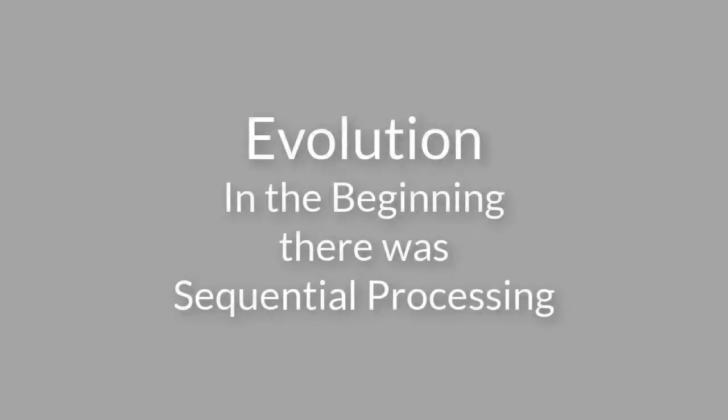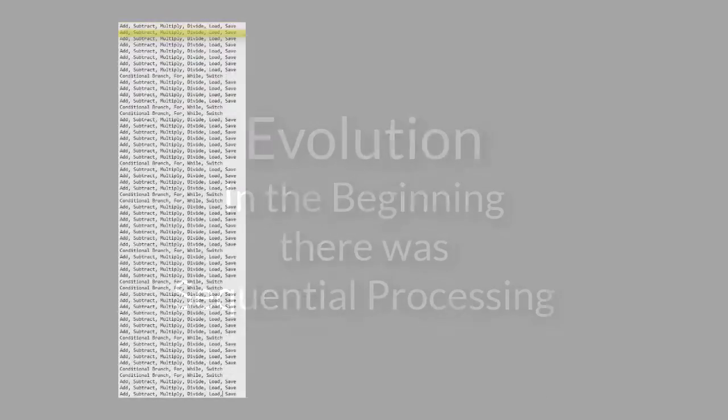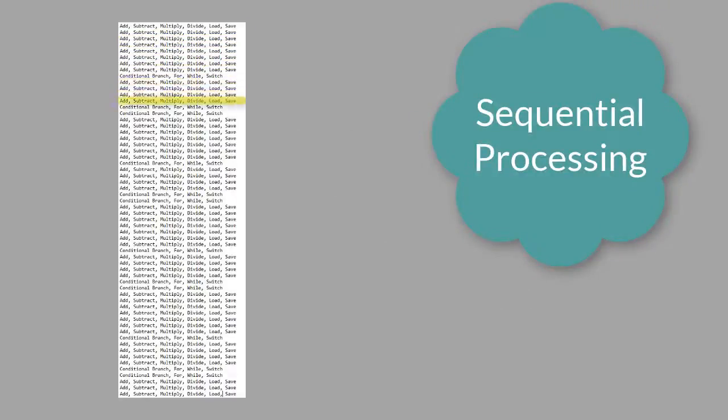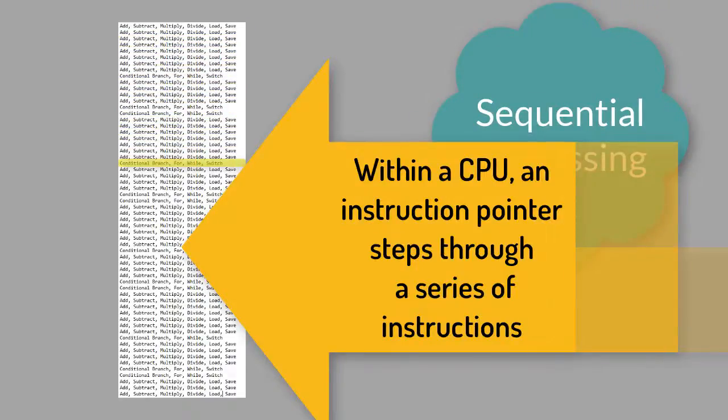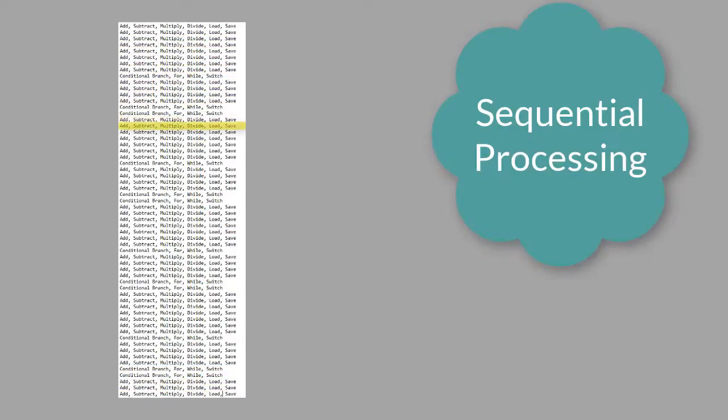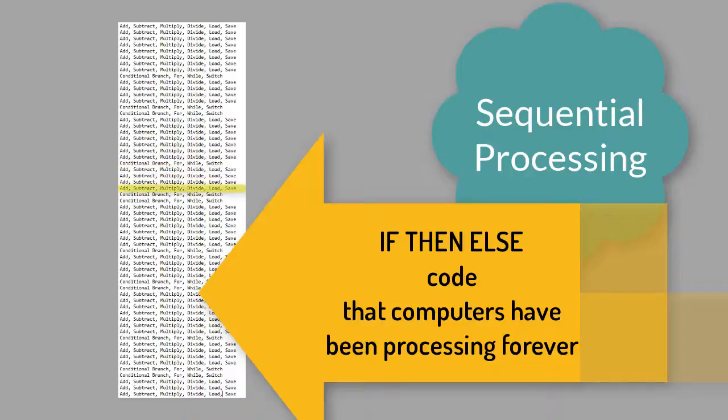So let's look at where we started with sequential processing of information. With sequential processing you have a central processing unit, or CPU, with an instruction pointer that steps through a series of instructions that load and manipulate information from memory. The digital CPU processes binary information by sequentially processing if-then-else instructions to manipulate the instruction pointer. This is what computers have been doing for years.